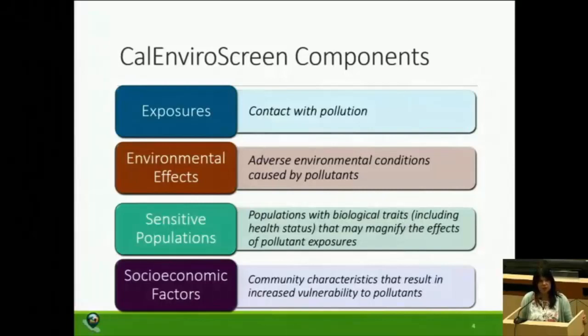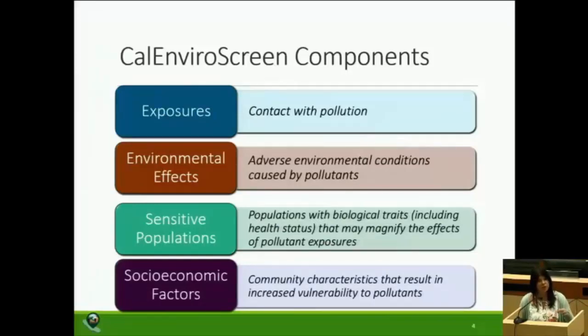So the data that fall into this screening tool fall into several broad categories. We wanted to look at what the pollution burden is in a community. So we have data to represent what we call our exposures component, which are indicators of potential contact with pollution, things related to the water we drink, the air we breathe. And then environmental effects are more about the adverse conditions that are caused by pollutants, a degraded environment, living in proximity to sites that are being cleaned up or degraded, that kind of blight or other stress. So that's our environmental effects component.